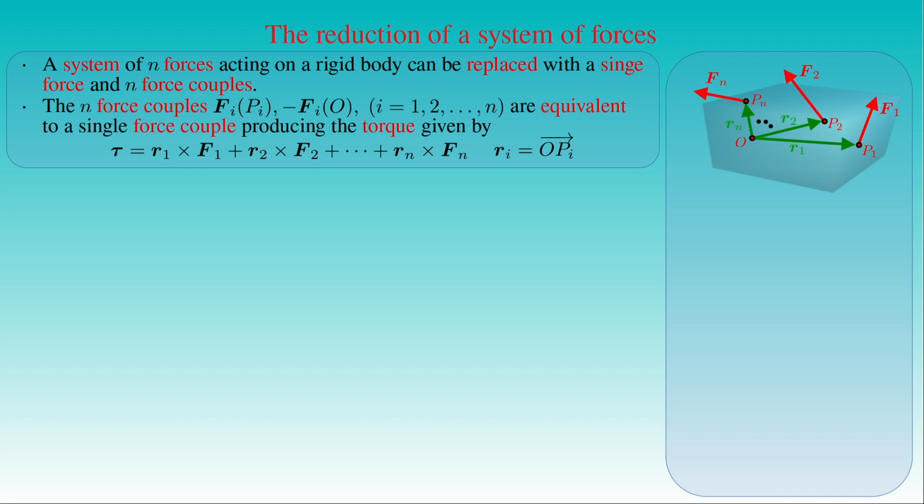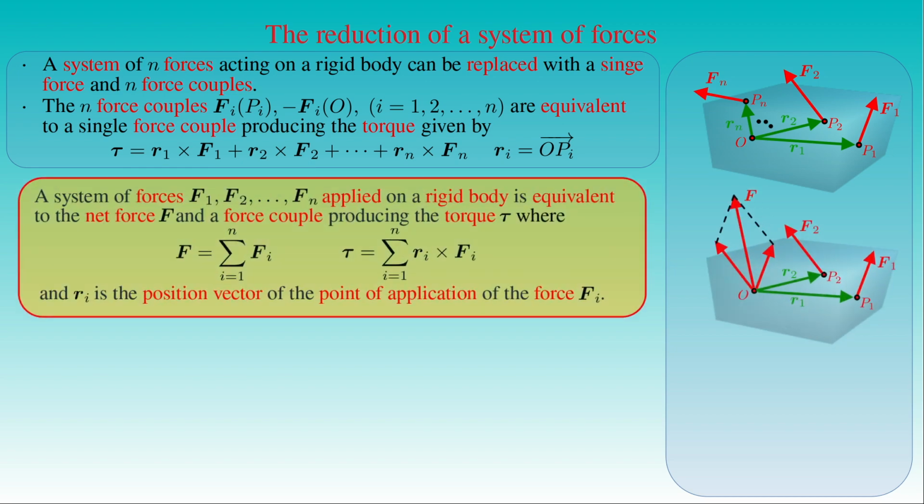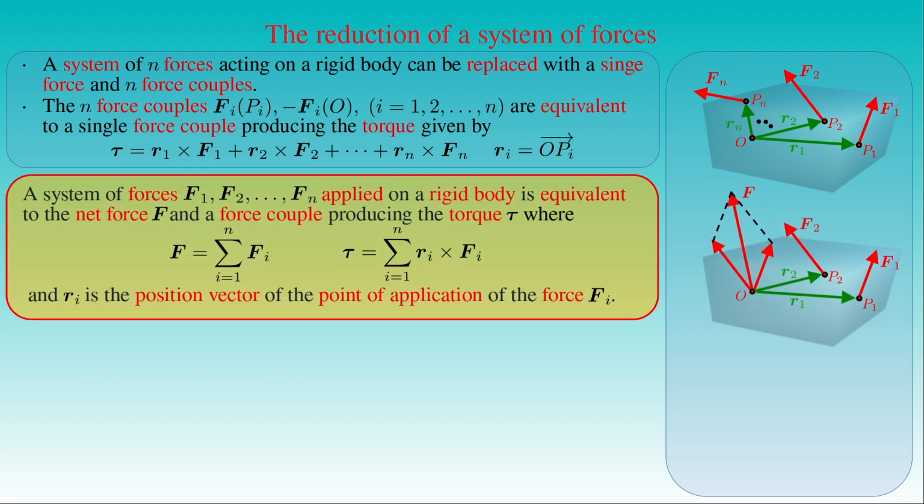That is, τ is equal to the sum of the cross products of the vectors Ri and Fi, where Ri is the vector pointing from the point of application Pi of the force Fi to the reference point O. Then we can state the following theorem. The system of forces F1, F2, ..., Fn acting on a rigid body is equivalent to the net resultant force F and a force couple producing the torque τ.